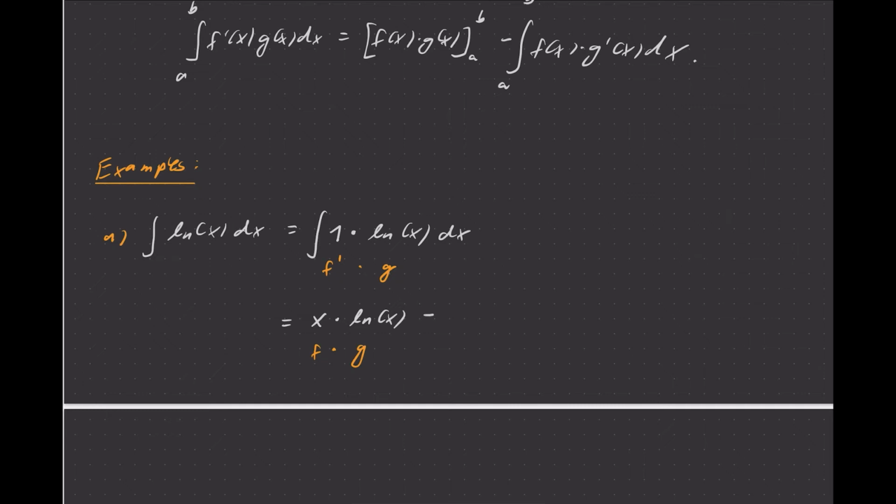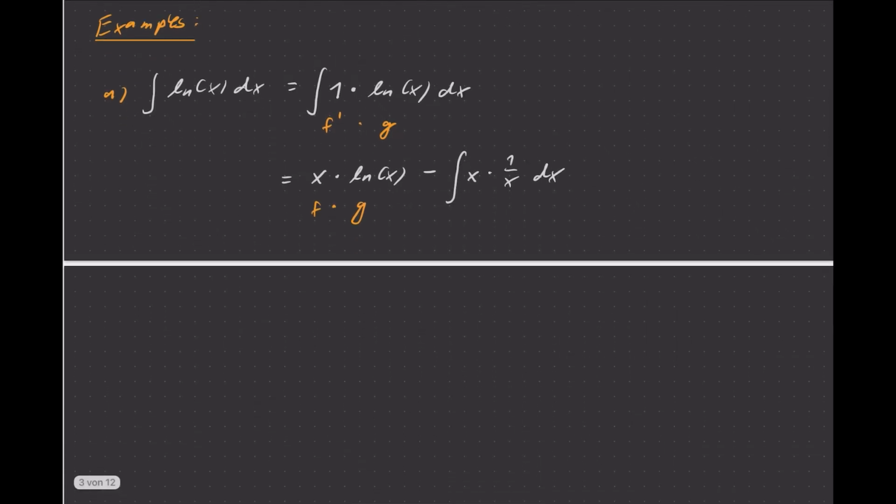And then we have to subtract f times g prime. So this is the integral. Well, f, we already did that. That is x, and g prime, well, differentiating the ln yields 1 over x.